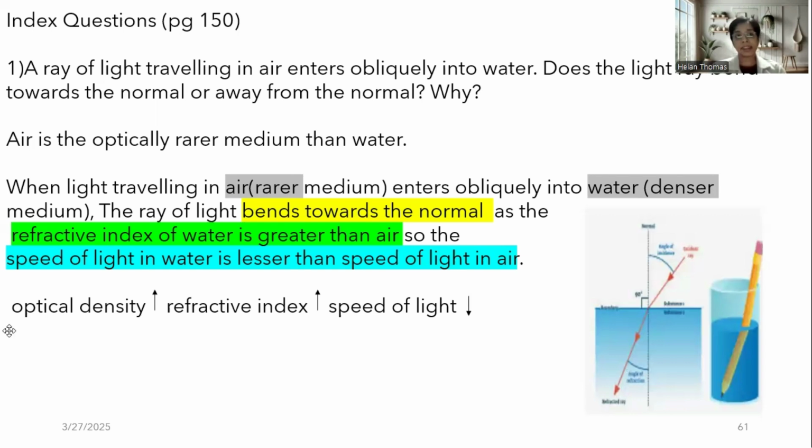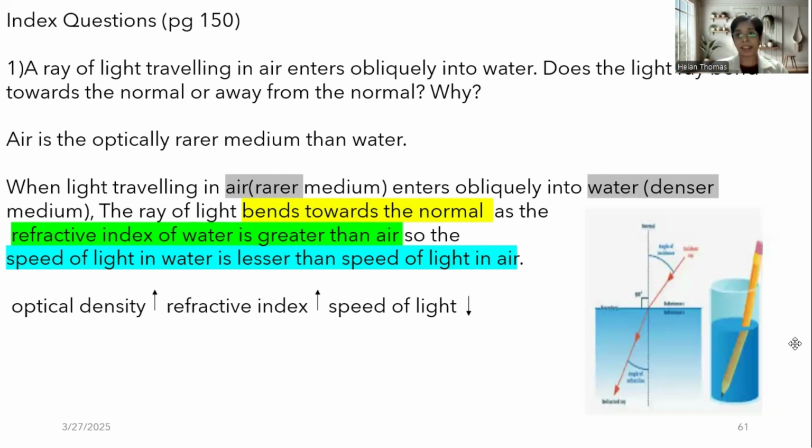And this is a statement that you'll have to remember whenever a question is asked from the refractive index topic. Whenever the optical density is high, which means any denser medium will have a higher refractive index, and whenever the medium has a higher refractive index, the speed of light is lower there. We already discussed this phenomenon.